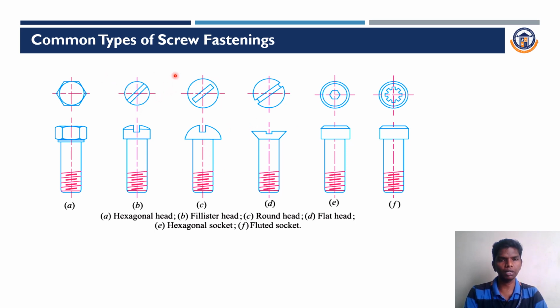This is a common type of screw fastener. We all know this is a hexagonal head. This is a square head, and this is a round head. This is a flat head, and this diagram is a hexagonal socket, and this diagram is a square socket.